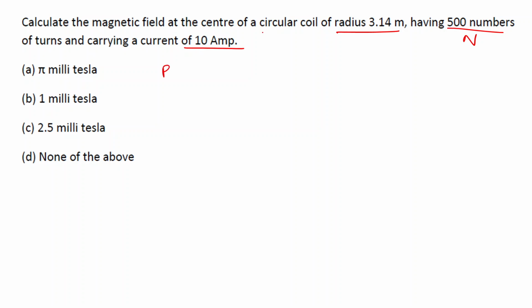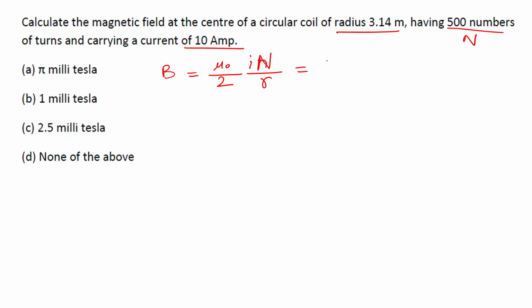Magnetic field at the center of a circular coil. Here we are talking about the circular coil. We know the magnetic field because of a circular coil is mu naught over 2 times I N, or capital N, we can call anything, divided by the radius of the circular coil.